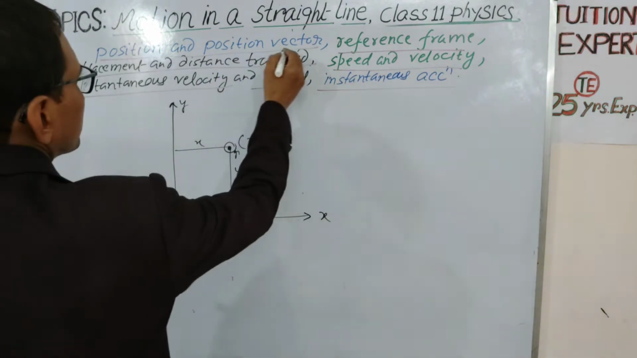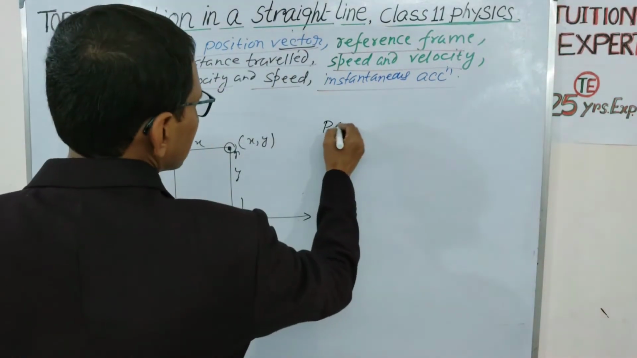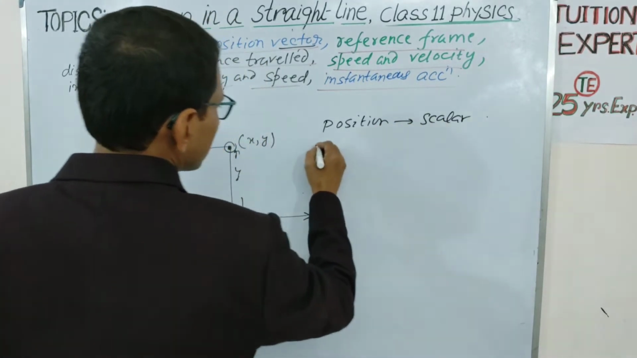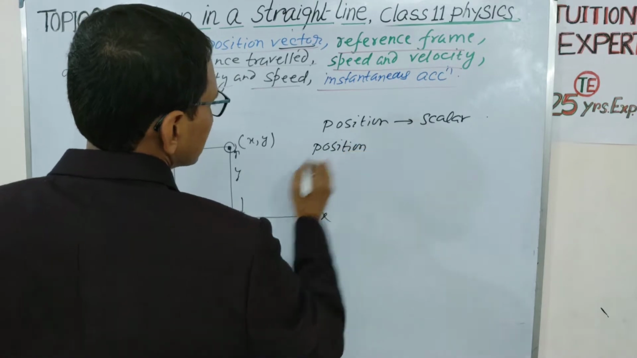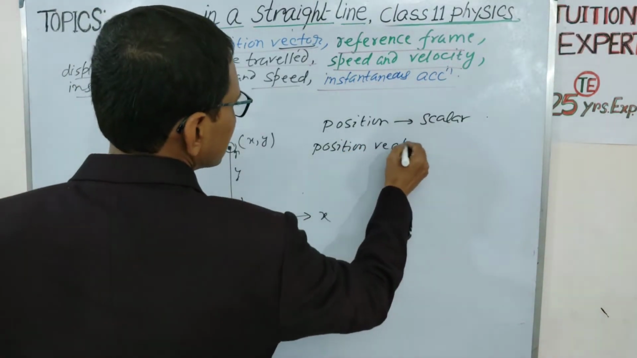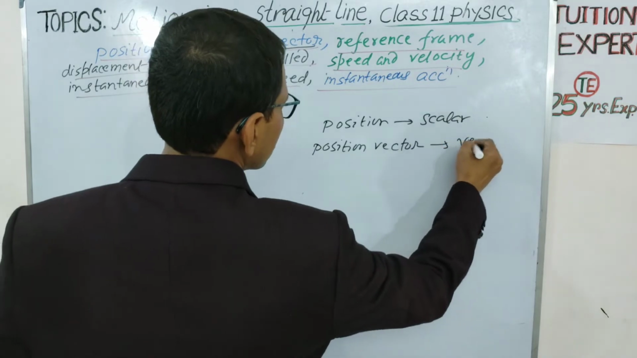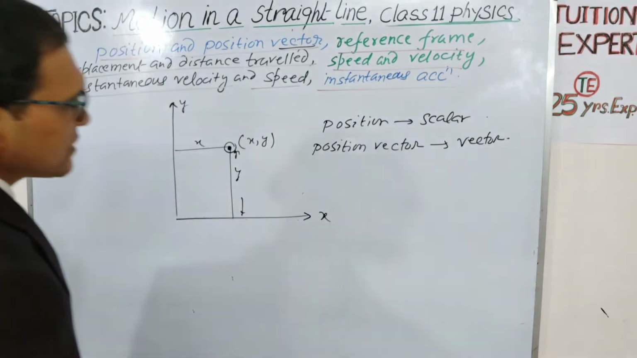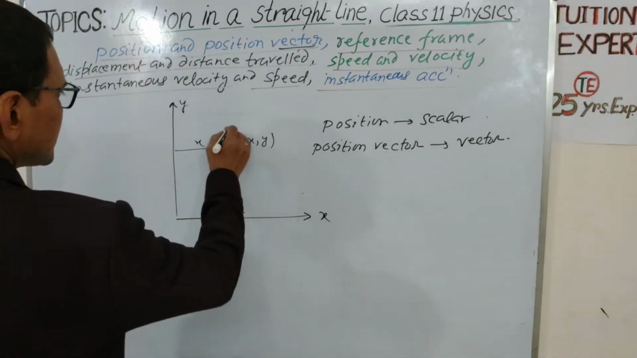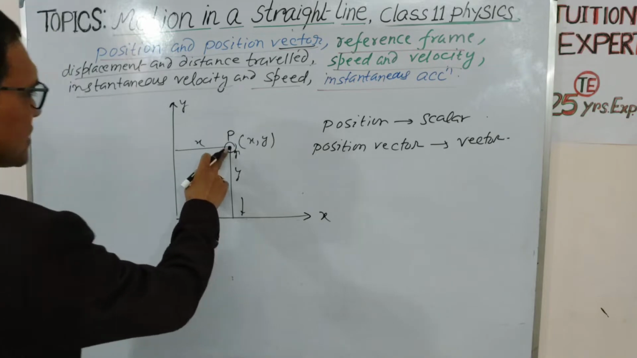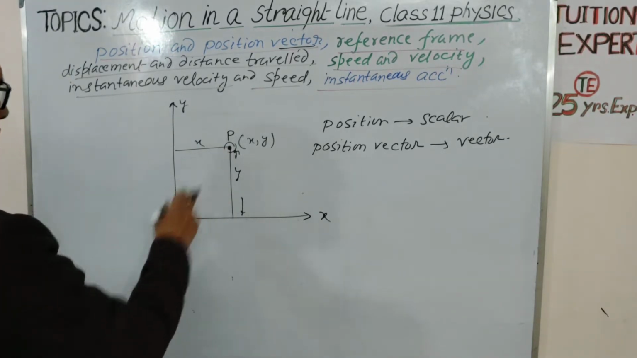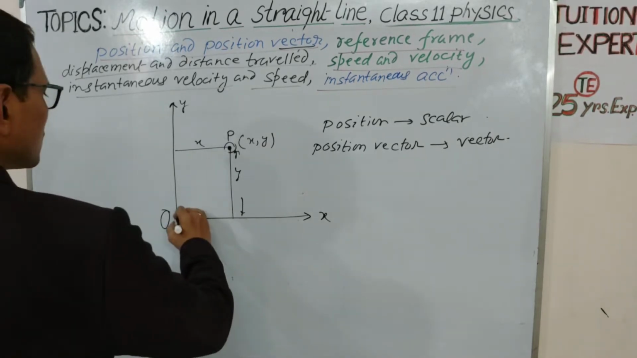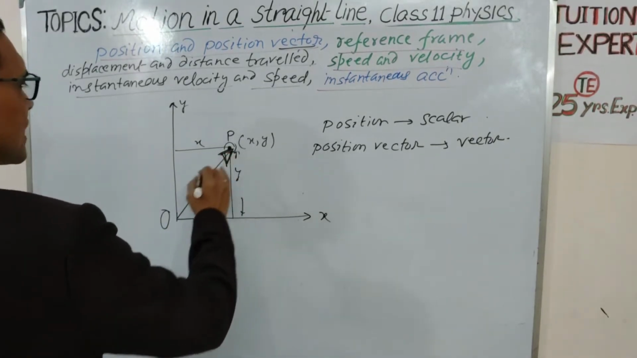Now if we put the position vector, so position is scalar, but when we add the term vector, then this is position vector, so this is a vector quantity. Now we know that to describe a vector, 2 points are required. Here this is 1 point, so to define the position vector of this point we must consider the other point as the origin. So O to P, this is the position vector OP.